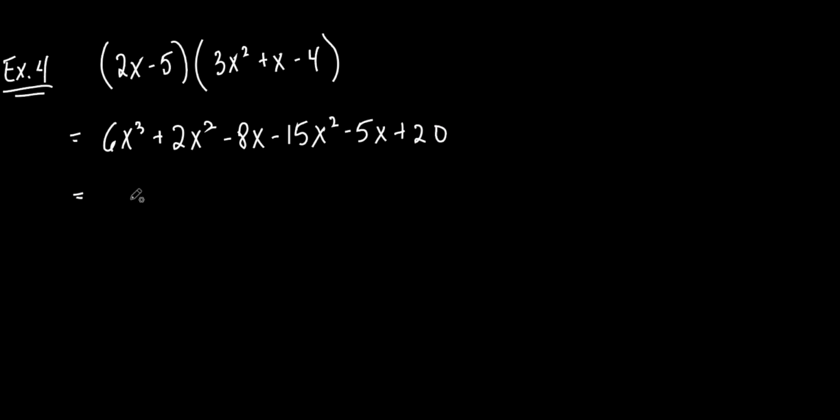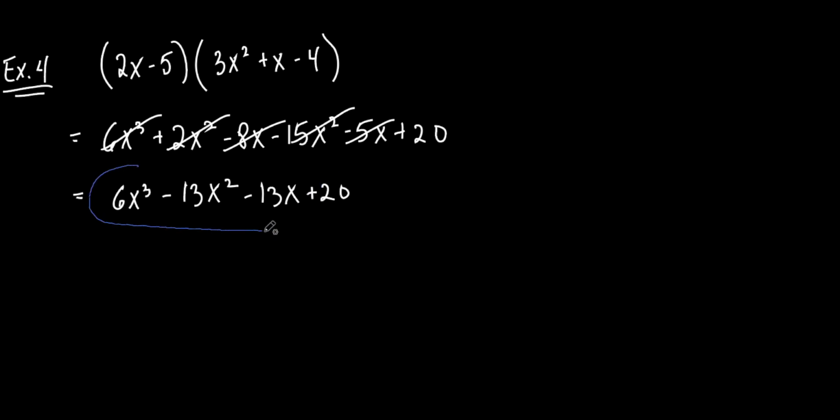Put in descending order, so the highest one is cubed, so 6x cubed. Let's do the 2x squared minus 15x squared. That'll give you minus 13x squared. Let's do negative 8x minus 5x. That's negative 13x. And then plus 20. And then there you go. Easy stuff, huh?